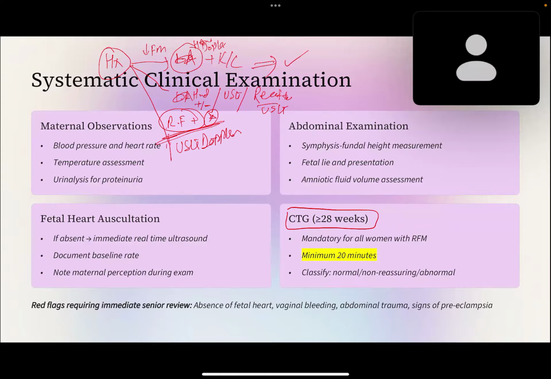And intermittent auscultation here, with the intermittent auscultation positive, we do the CTG. The new guidelines say that at more than 28 weeks you have to do CTG for all of them. So here, more than 28 weeks, minimum 20 minutes CTG, okay? For all women, mandatory, as you already mentioned.